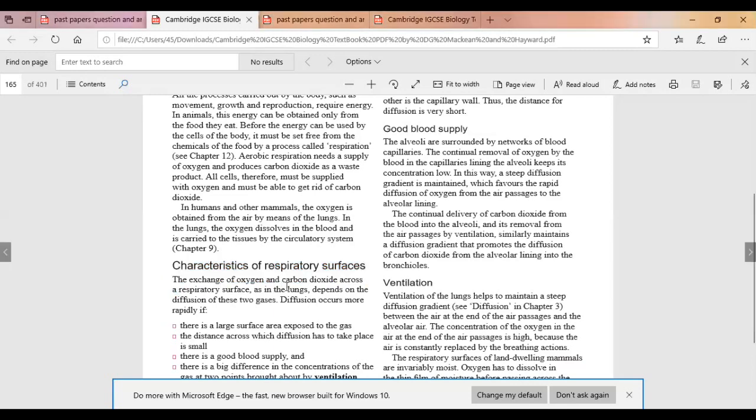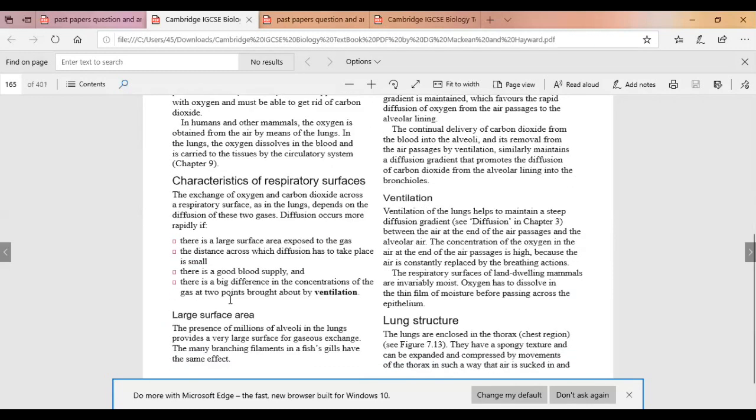The exchange of oxygen and carbon dioxide across the body. There is a large surface area exposed to the gas. There is a short distance across which diffusion has to take place. There is a good blood supply, and there is a big difference in the concentration of the gas at the two points. This is called the characteristics of the respiratory surface.